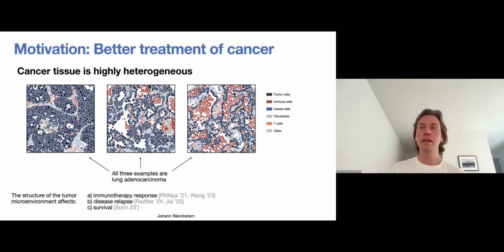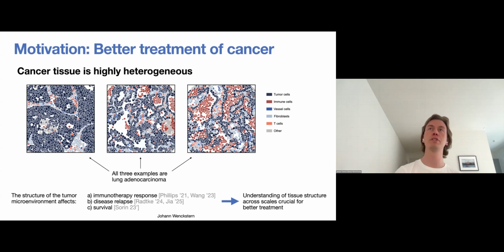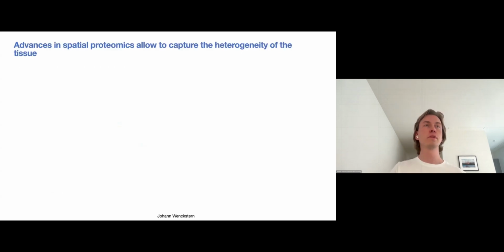And for these reasons, it matters that we better understand the tissue structure across scales for better diagnosis, better treatment decisions, and better treatment long-term, and hopefully identifying better targets for treatments. And this is the general goal we work towards with our VirTues model. And so the first question is, how do we, in the first place, understand the structure of tissue? And for this, spatial proteomics, just recently declared method of the year, I think, by Nature Methods, is a very valuable tool. There is a general workflow to follow.